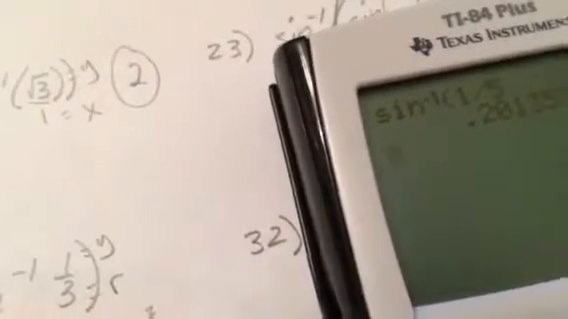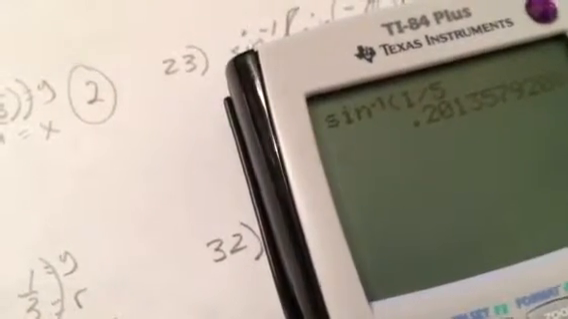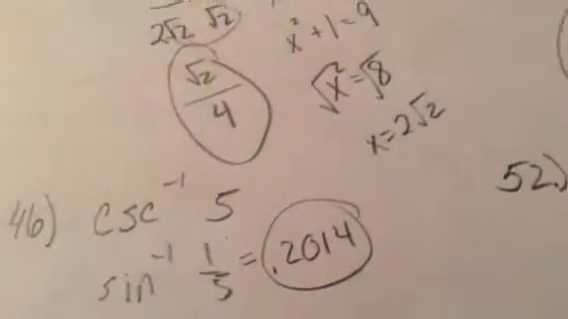I'll probably ask for like 4 decimals, so 0.2014, rounding the 4th decimal. That's what I would write as the answer.